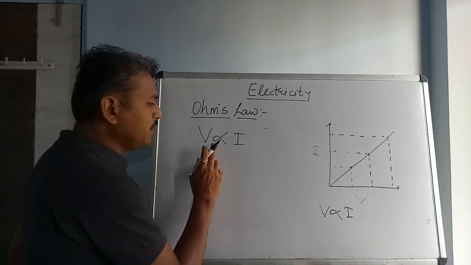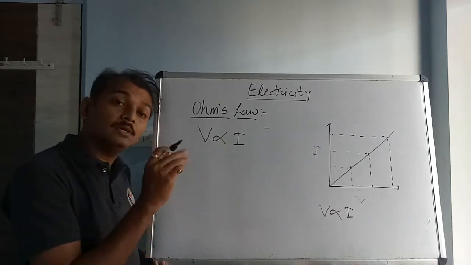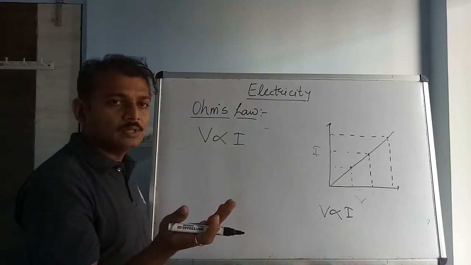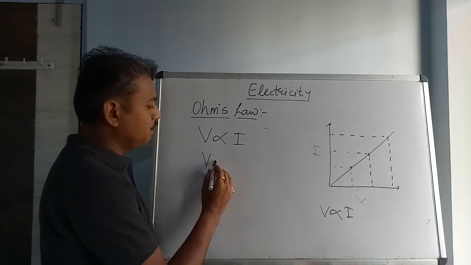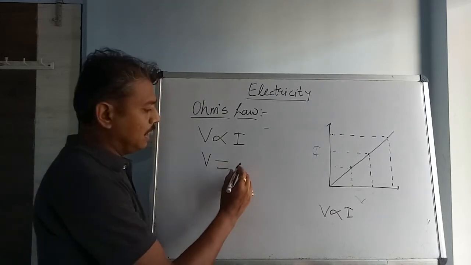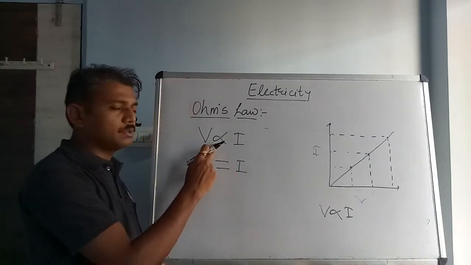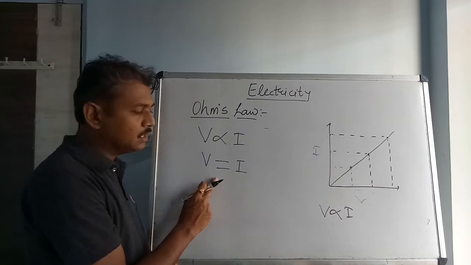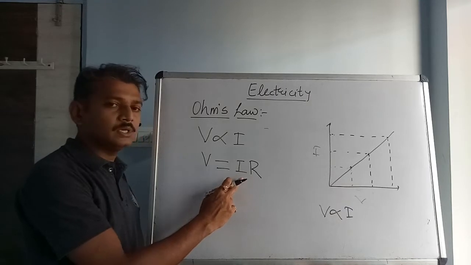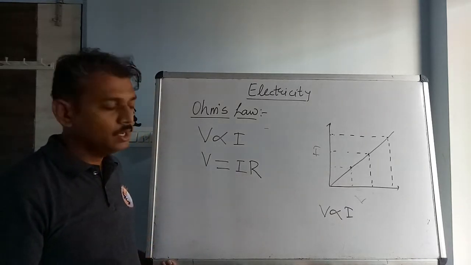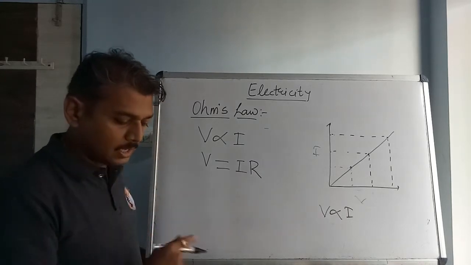So now removing this proportionality sign and making this an equation, as you know, to make an equation we have to remove the proportionality sign, so that V will be equal to I. But the rule says whenever you remove a proportionality sign and put an equal to sign, you have to introduce a constant, and here we are introducing R as a constant, resistance. So we got the first equation of Ohm's law, V is equal to IR.